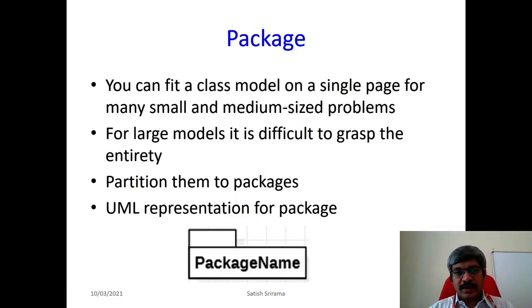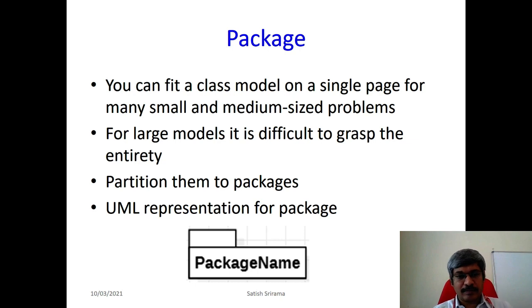So you can fit a class model on a single page for many of the small and medium-sized problems. For example, all the problems which we have discussed as of now are simple enough that you could fit them into a single page. That means you should be able to easily visualize the complete class model on a single sheet of paper or a single screen, and that's why we could grasp the complete problem in detail.